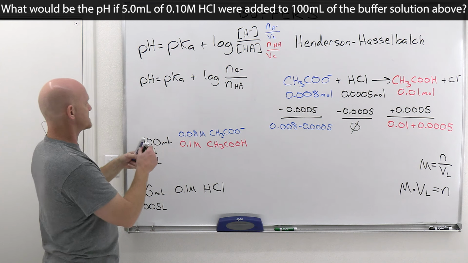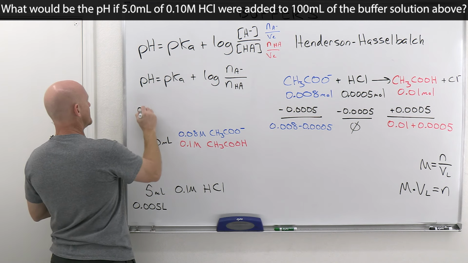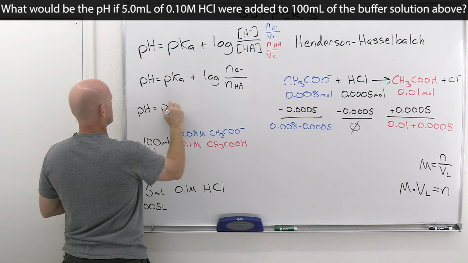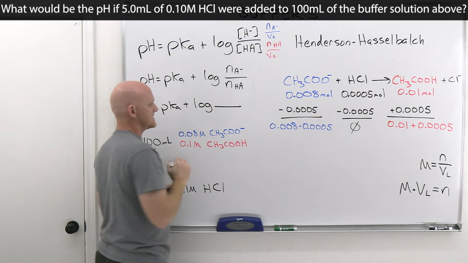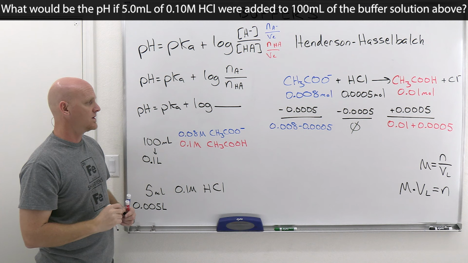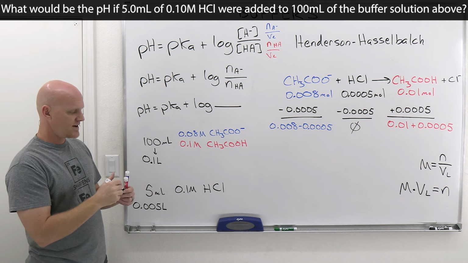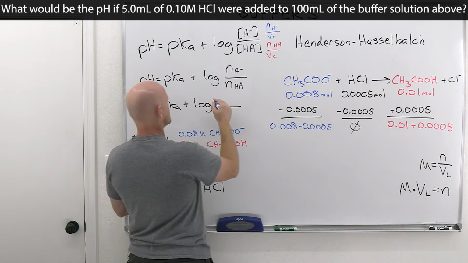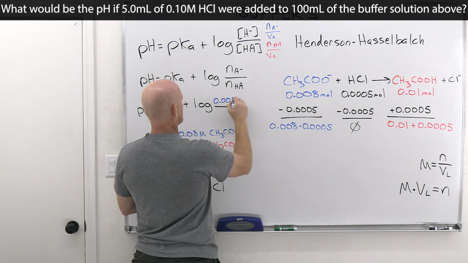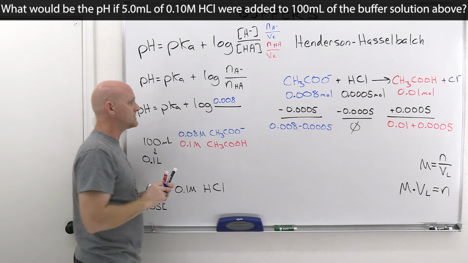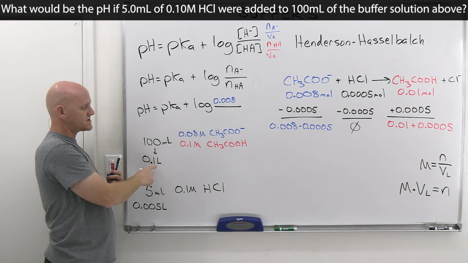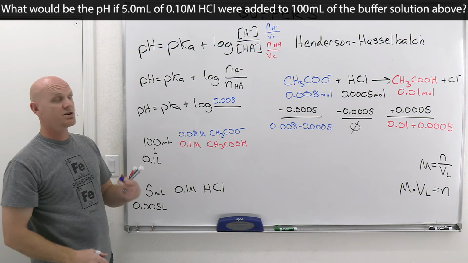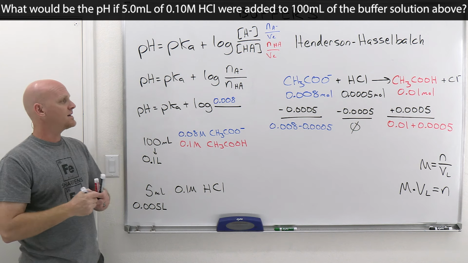And so the way this works, we'll set this up one more time, and we'll do pH equals pKa plus log. And in this case, let's look at this before we add the HCl. Well, before we added the HCl, we figured out that there was 0.008 moles of A minus. So the original molarity was 0.08 molar, but when that 100 milliliters that we saw as 0.1 liters, we figured out was 0.008 moles. Nothing wrong with that.